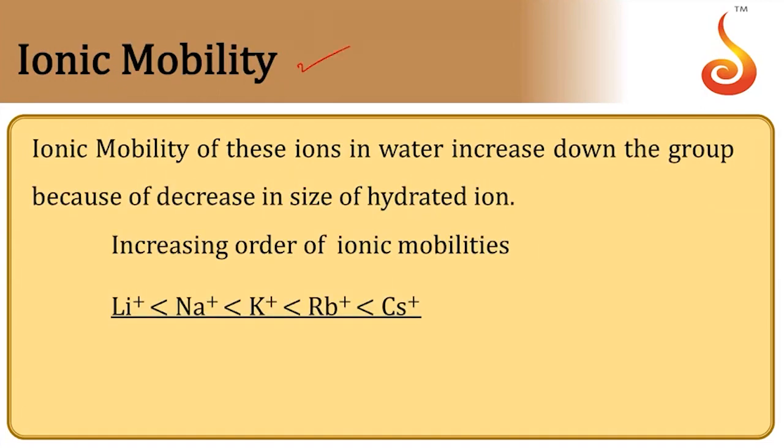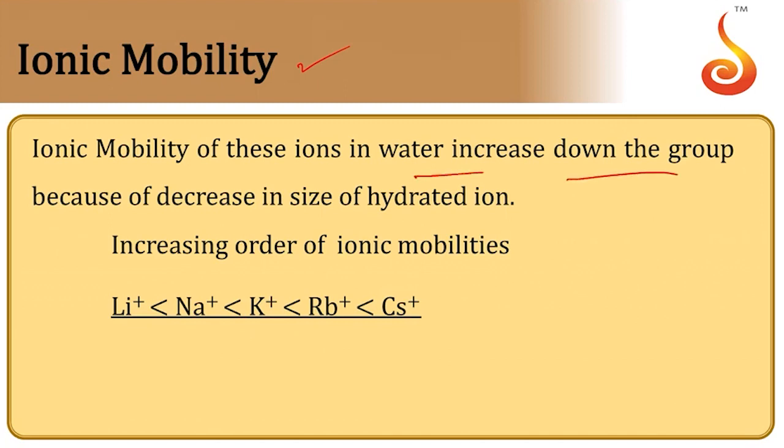More positive charge density, heavy hydration. Then comes ionic mobility. Ionic mobility depends upon the size of the ion in water. So if the size is small, it can move very fast. A larger size ion cannot move fast. So ionic mobility depends upon the size of the ion.